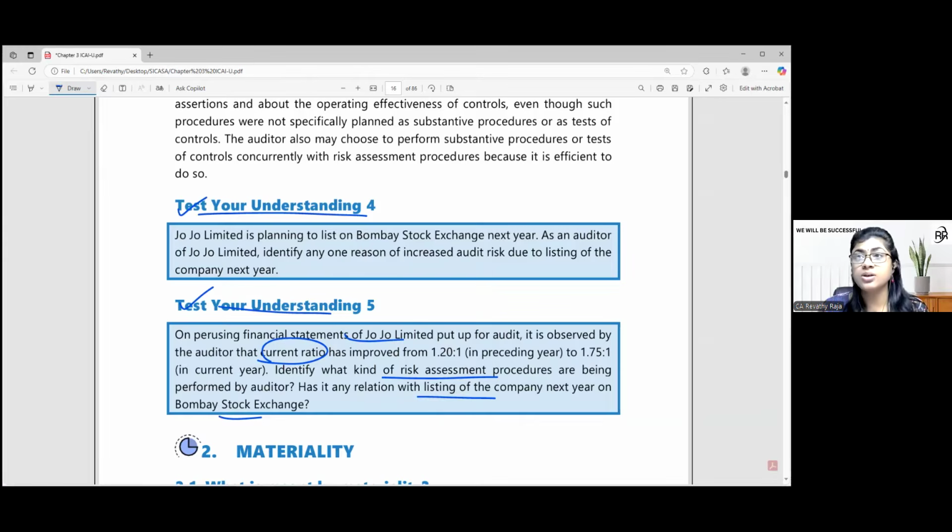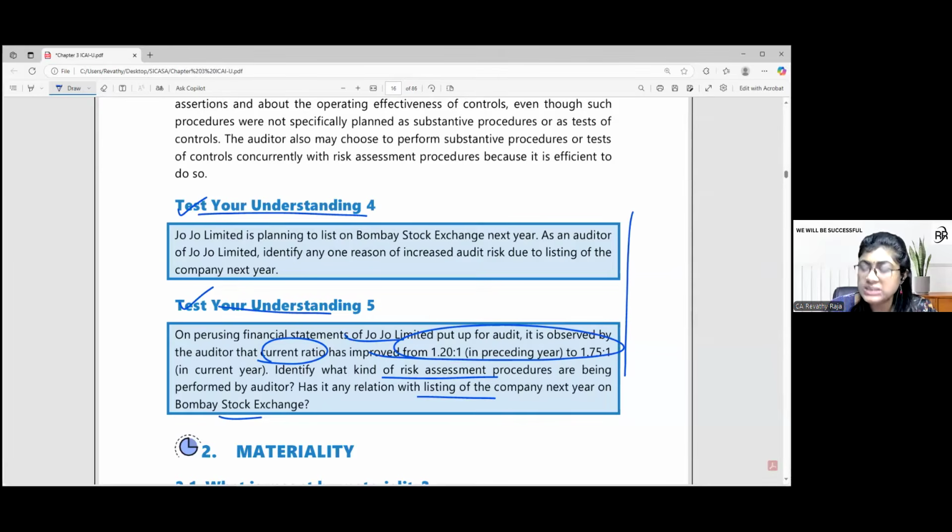RAP comprises of inquiry, inspection, observation, analytical. Here, ratio. Ratio is inquiry, inspection, observation, analytical? Very good. It is analytical. Now, ratio improved. Is there any relationship with listing? For listing, they want to obtain more response. Maybe it is window dressing. Window dressing means what? To obtain good response, they would have shown a fake or bogus, manipulated ratio.